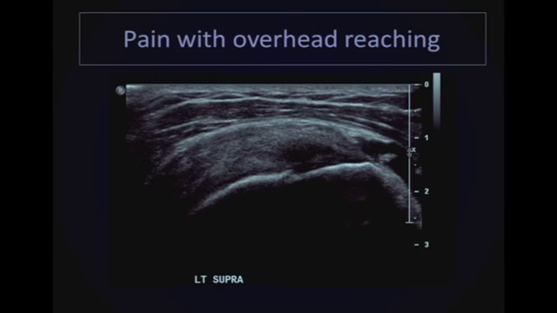Now this patient was complaining of pain with overhead reaching. And we're looking at the left supraspinatus tendon. Here is the humeral head, greater tuberosity, the deltoid, the skin and subcutaneous fat, and here is the supraspinatus tendon as part of the rotator cuff.